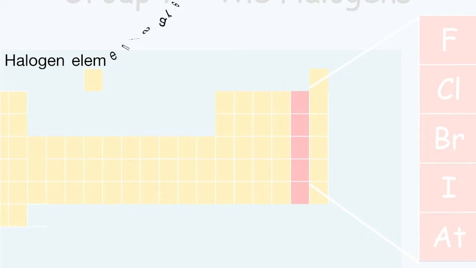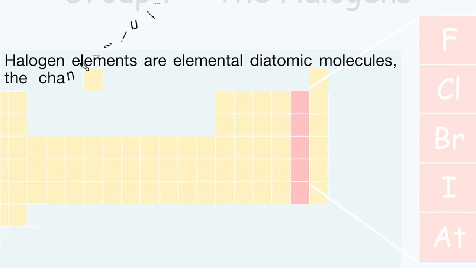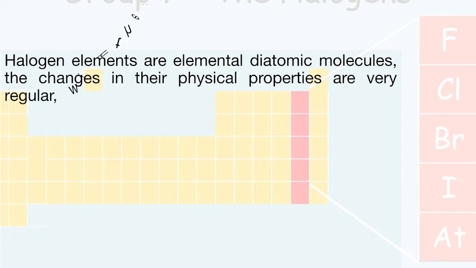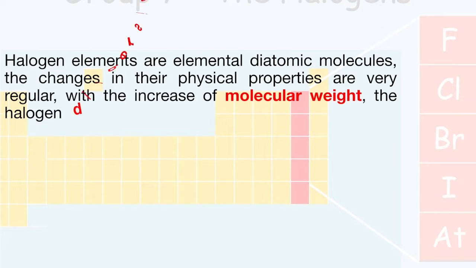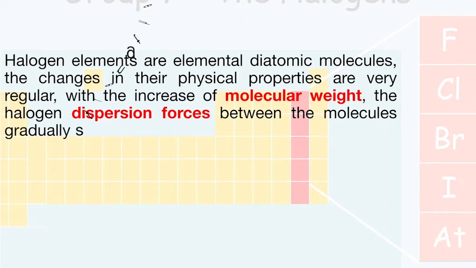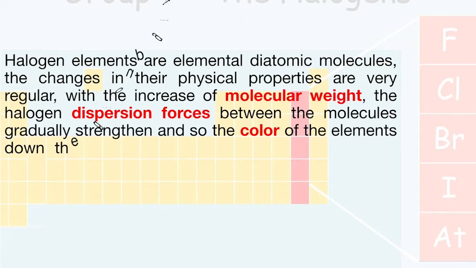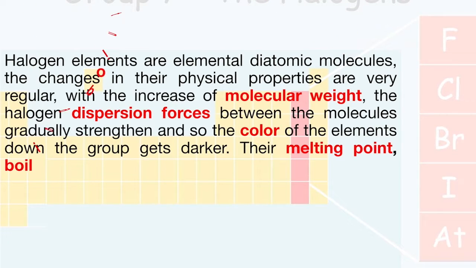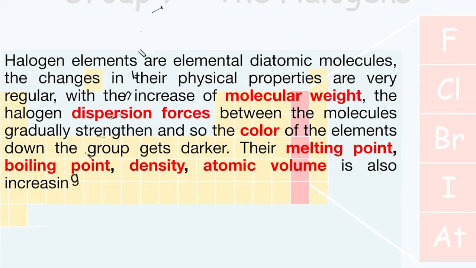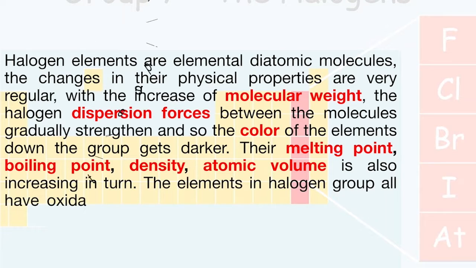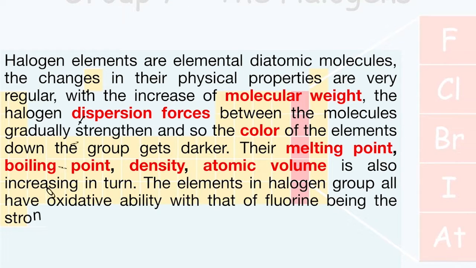Halogen elements are elemental diatomic molecules. The changes in their physical properties are very regular. With the increase of molecular weight, the dispersion forces between the halogen molecules gradually strengthen, and so the color of the elements down the group gets darker. Their melting point, boiling point, density, and atomic volume are also increasing in turn. The elements in the halogen group all have oxidative ability, with that of fluorine being the strongest.